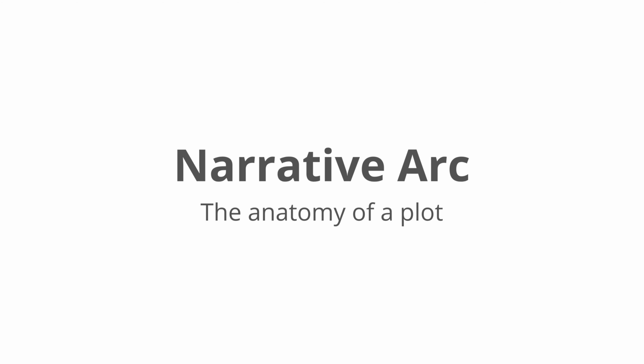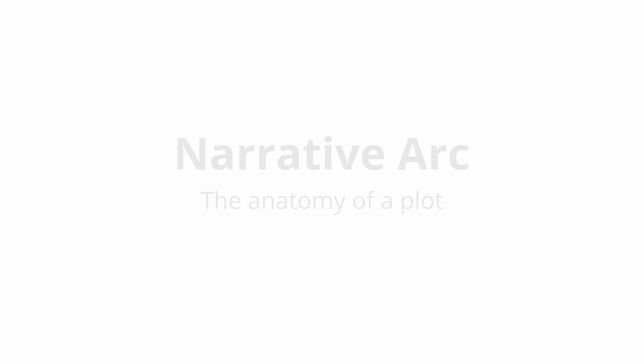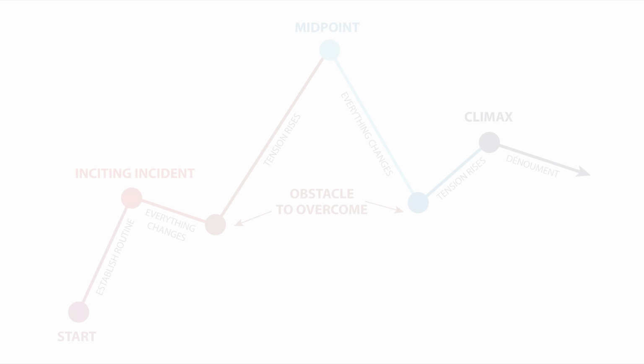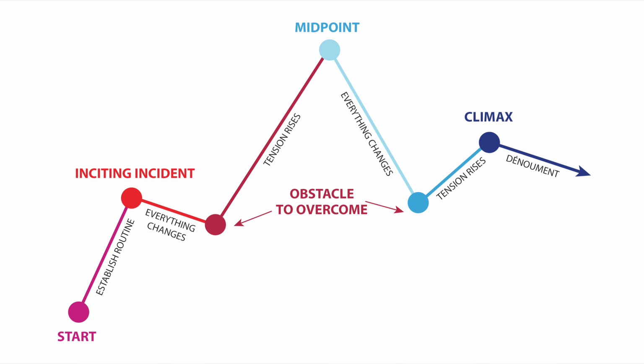All stories have a plot, and all plots have an underlying structure. The structure underpinning how we move through the story is called the story's narrative arc. A narrative arc is like a graph of a story that shows excitement and engagement in the story over time.